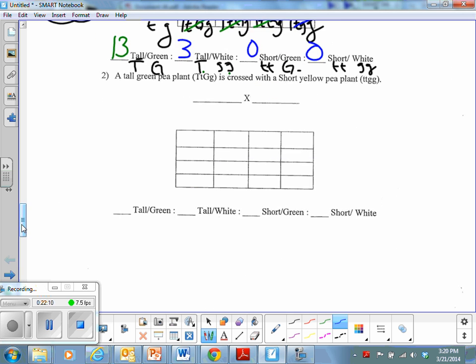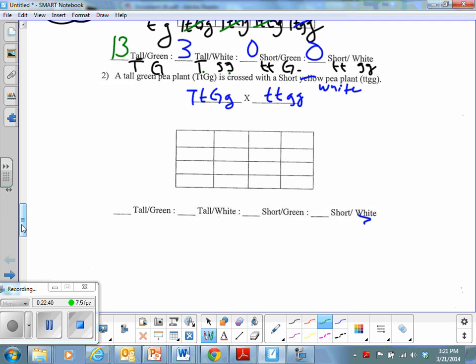All right, a tall green plant was crossed with a short yellow. I don't know why they switched colors on you. I think they just did that for fun because it still says white down here. So we'll just count that as an oopsies, and we'll change that over to white. Okay, so remembering that tall is dominant and green is dominant, I have to do my foil first. So big T, little t, crossed with big G, little g, little t, little t, little g, little g.